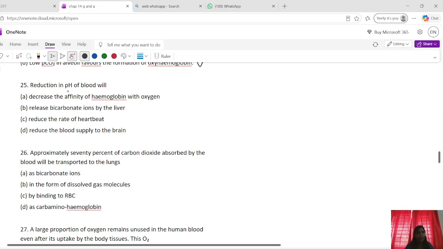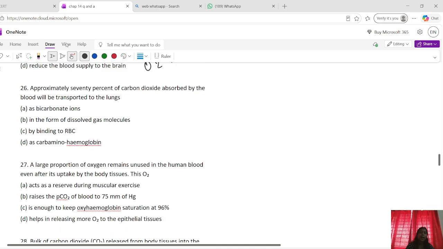In 25th question, they are asking us what will happen if there is reduction in the pH of blood. When there is reduction in the pH of blood, the oxygen hemoglobin dissociation curve will shift to right. So that indicates the dissociation of oxygen from the hemoglobin. So this decreases the affinity of hemoglobin for oxygen. So I've already told you the answer. The answer is decrease affinity of hemoglobin with oxygen.